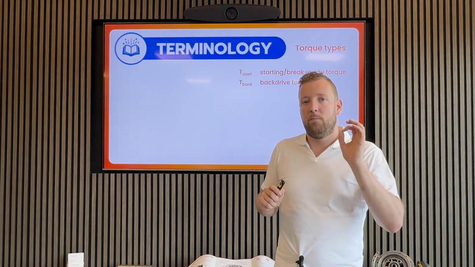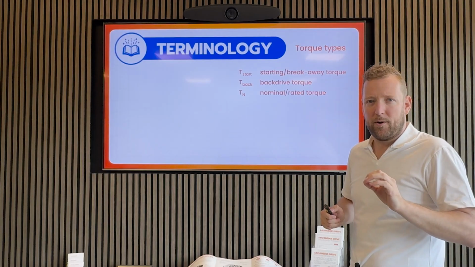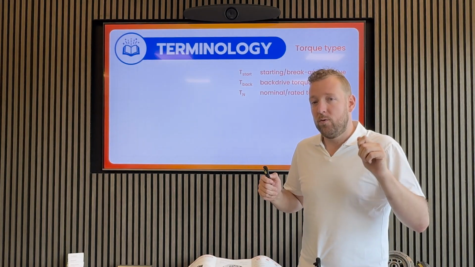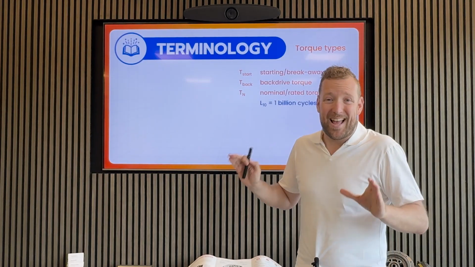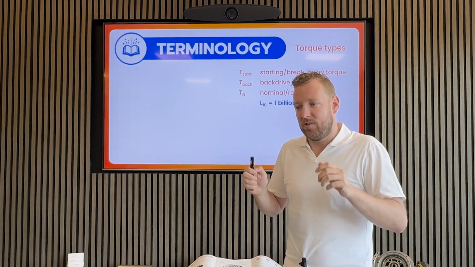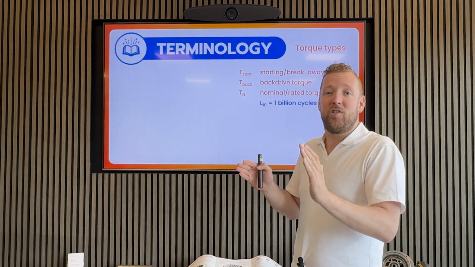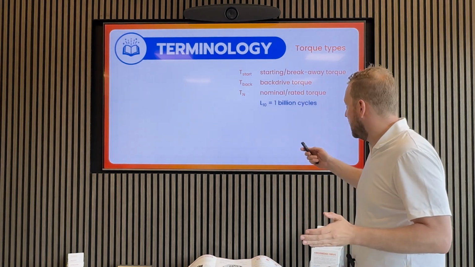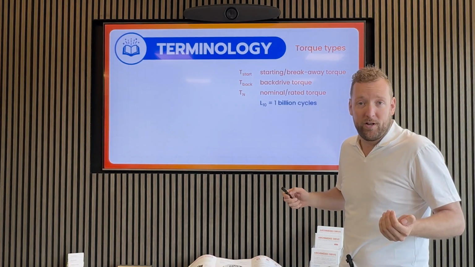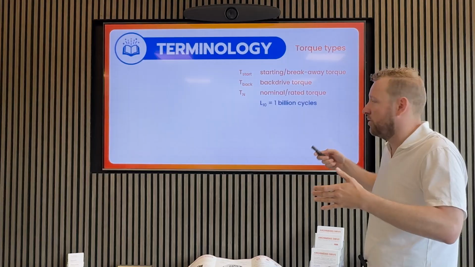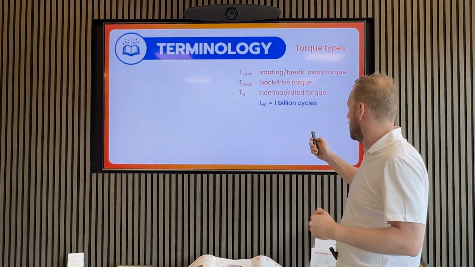Now we go to the most important one, and that is the nominal torque, also called the rated torque. That's the torque you can apply to the device while achieving the L10. The L10 is the lifetime where 10% of the drives have failed and 90% still live. In the industry, it's common to set that L10 at 1 billion cycles, although for certain applications you can say, I want an L10 of 1 million cycles.